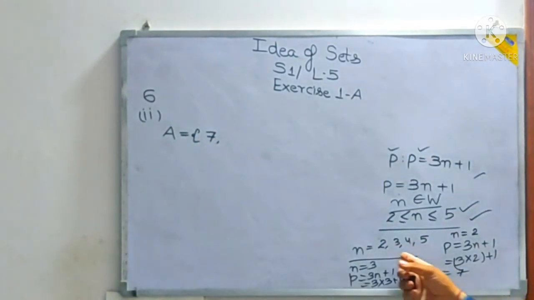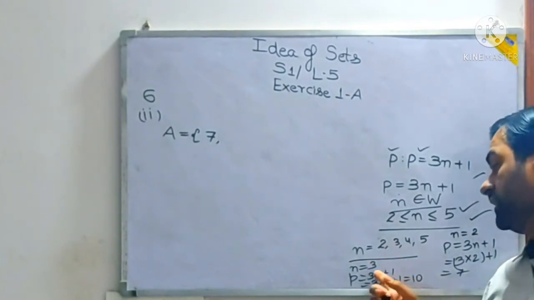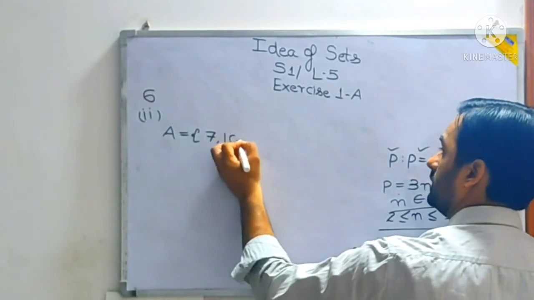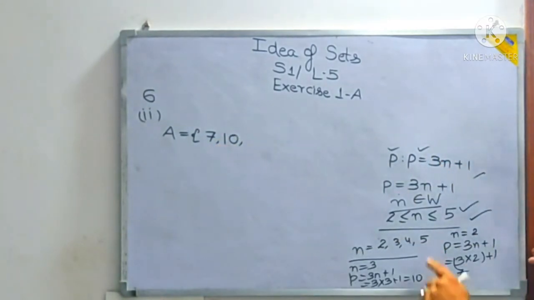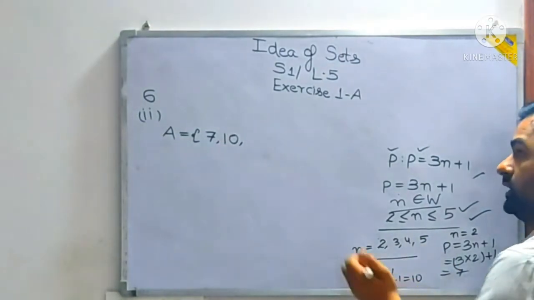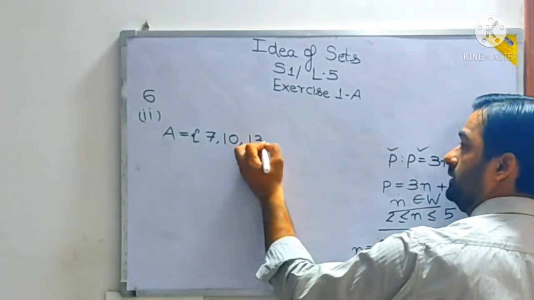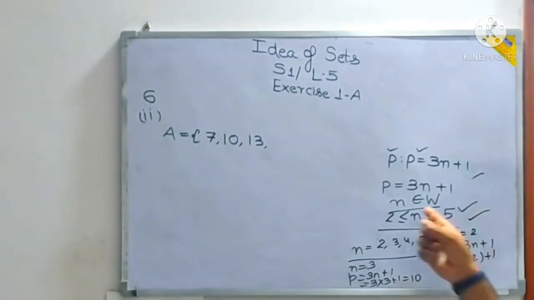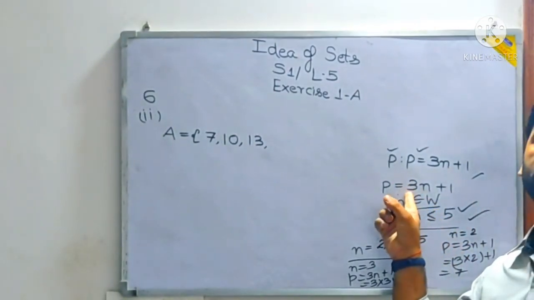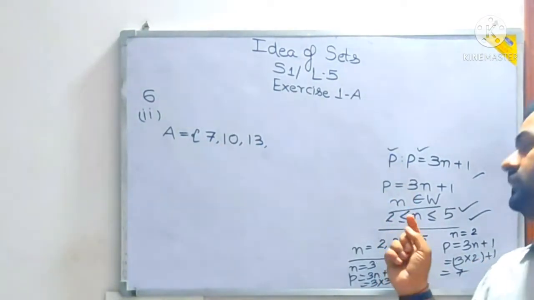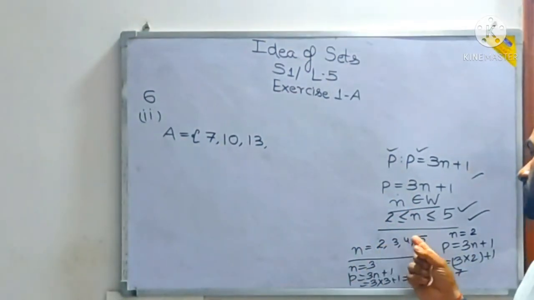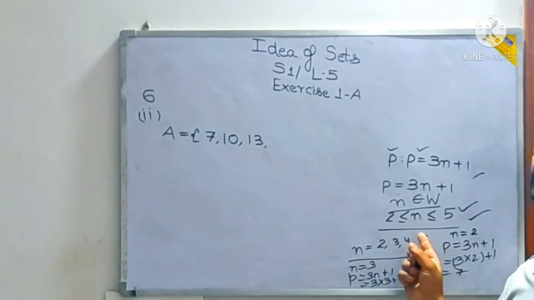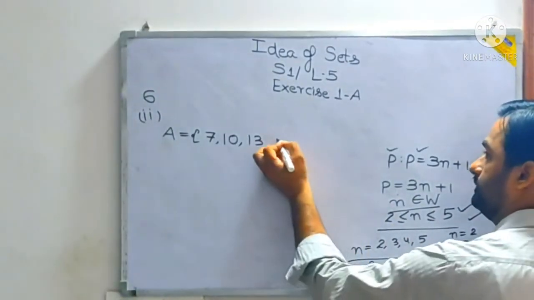Then let's take the next value of n as 3. So 3 3s are 9 plus 1, 10. Then next value of n is 4. 4 3s are 12 plus 1, 13. So do you feel that I am intentionally taking 3? No. The question is telling us the value of p is thrice of n plus 1. So thrice I am doing first and then adding. So 4 3s are 12 plus 1, 13. Then 5. 5 3s are 15 and plus 1 is 16.